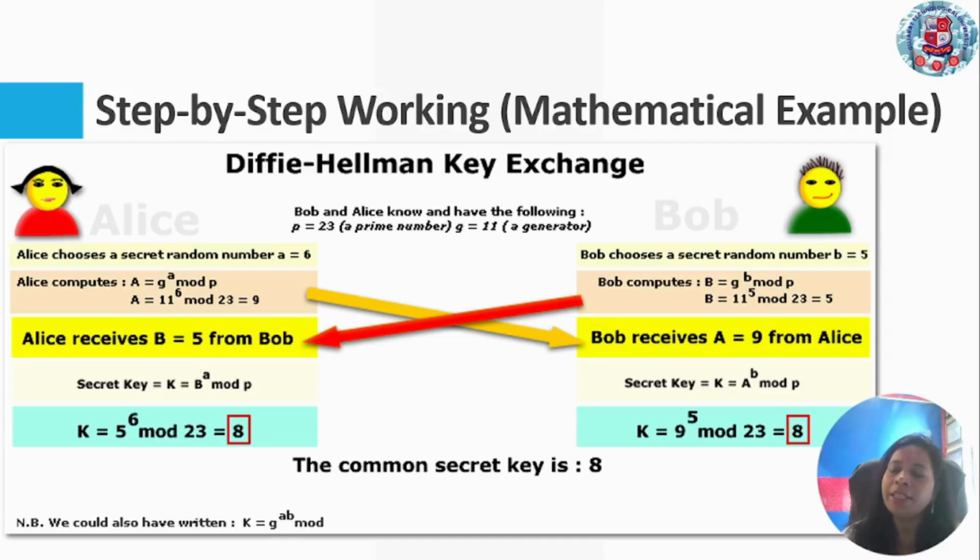So in this way, both independently generate the same secret key 8, and this shared secret key can now be used for symmetric encryption.